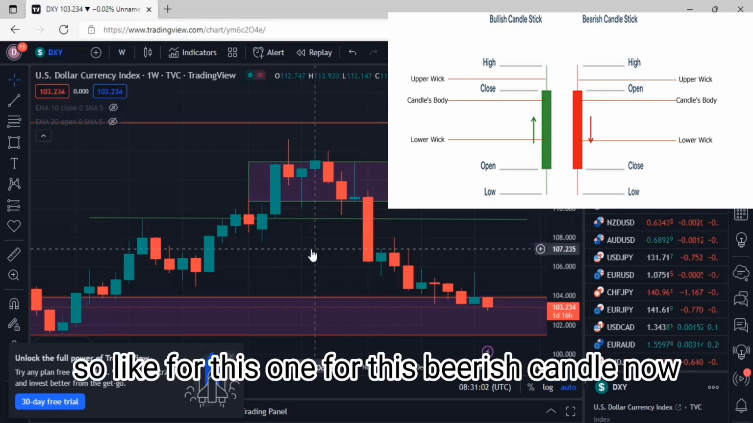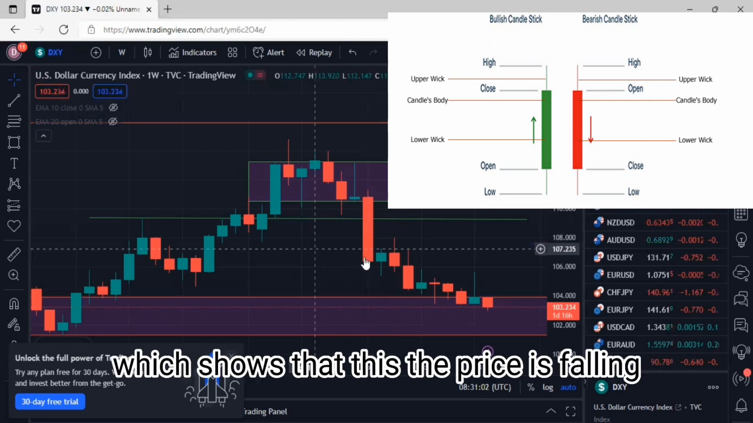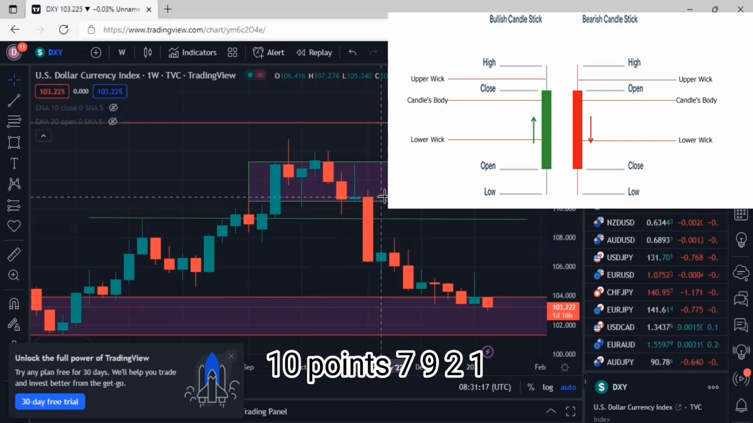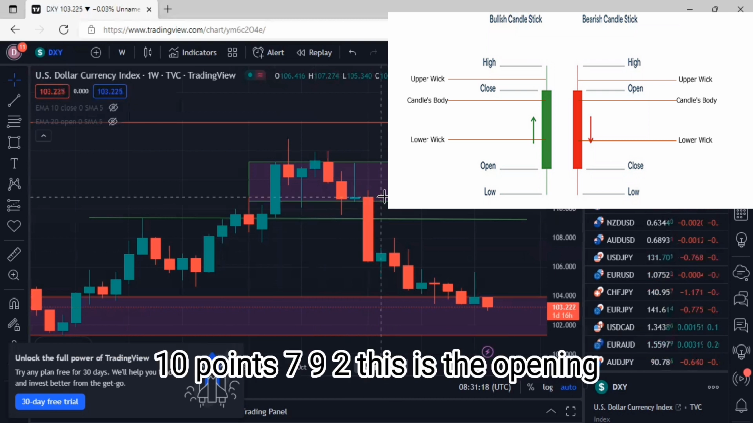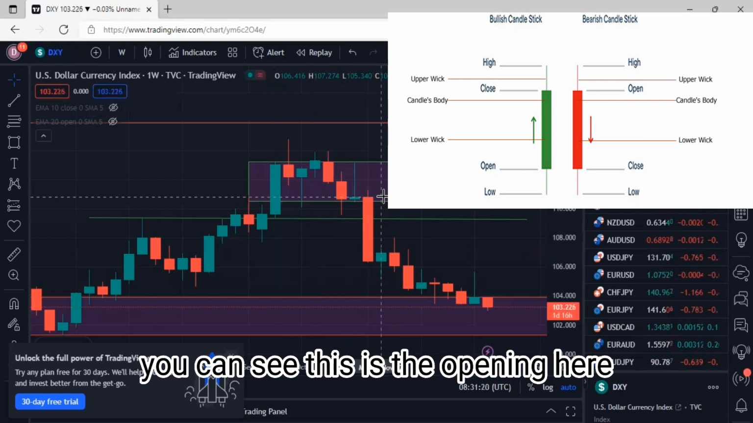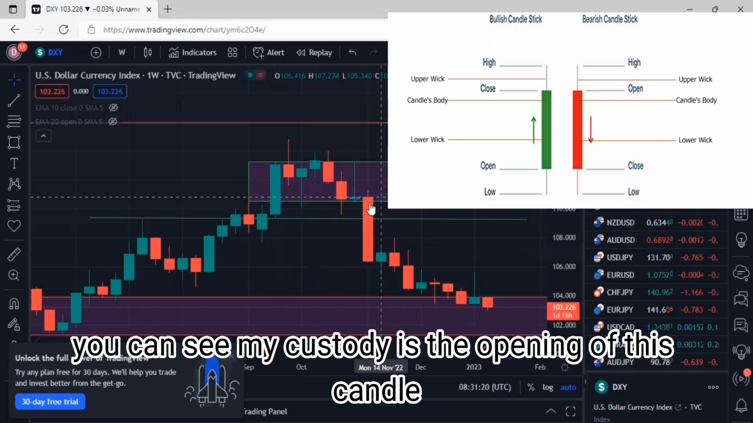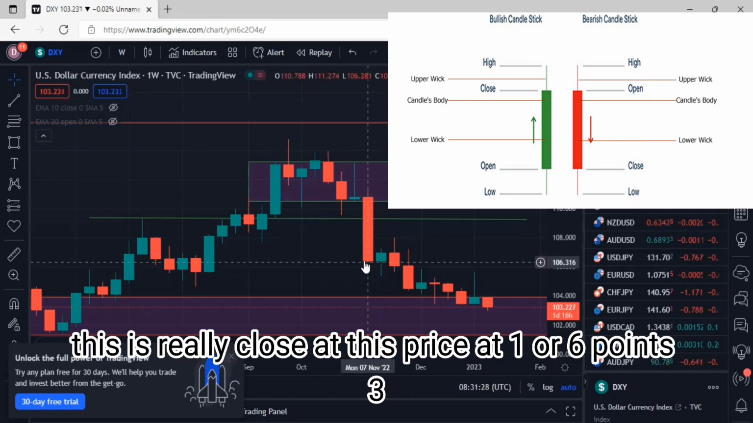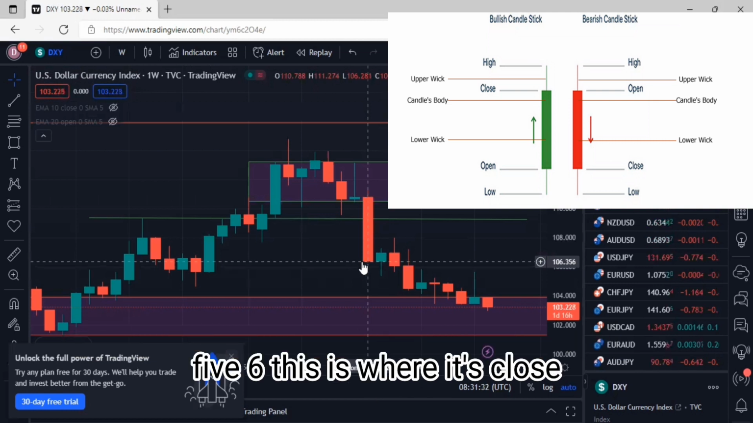So for this bearish candle, which shows that the price is falling, the opening of the price is here at 110.792. You can see this is the opening here, you can see my cursor. This is the opening of this candle, and down here is the close. This is where it closed, at 106.356.